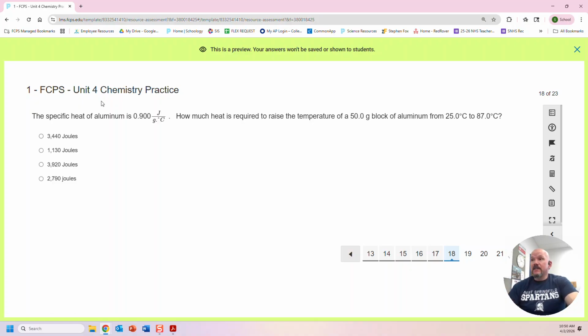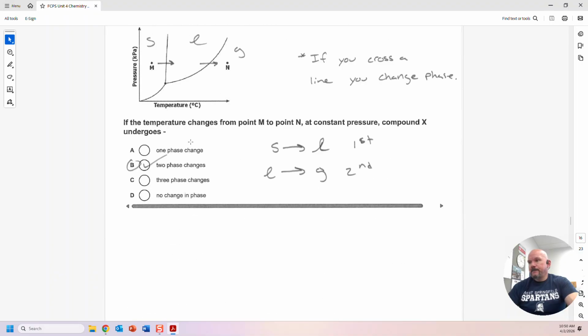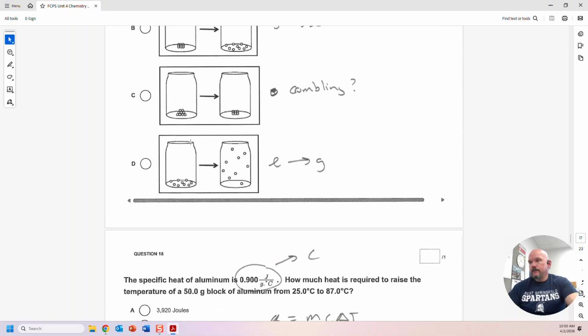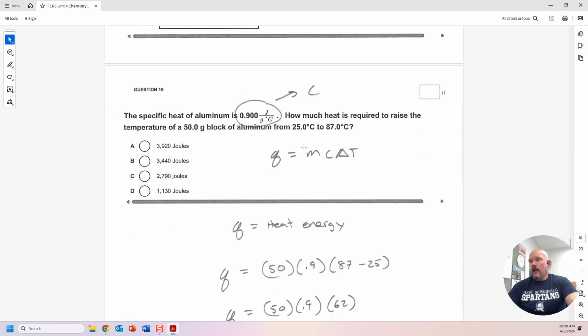Okay. They give us specific heat capacity. As soon as I see that, I want another equation for your formula sheet. It's going to be Q equals mcΔT. Remember, Q is the same thing as heat. So you can replace Q with H if you want to. It's basically the same thing as enthalpy. So you could say H equals mcΔT if you want to.